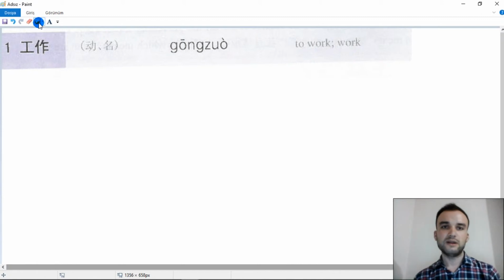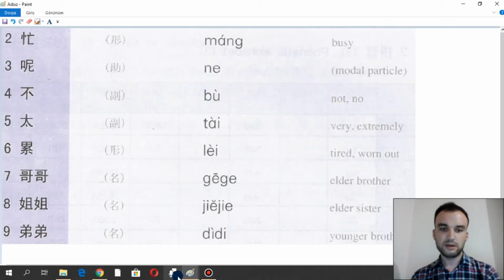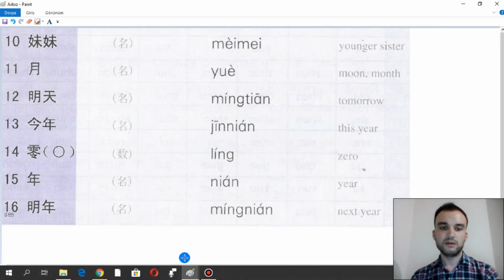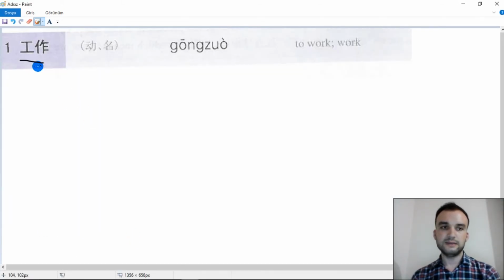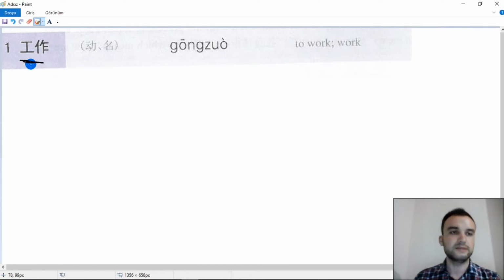Okay, today we will repeat the Chinese words, and we have 3 pages, and totally we have 16 words. And as I said, memorizing words is forbidden, so we will make sentences with these words. So you will study these words with that sentence. Well, let's start the lesson.